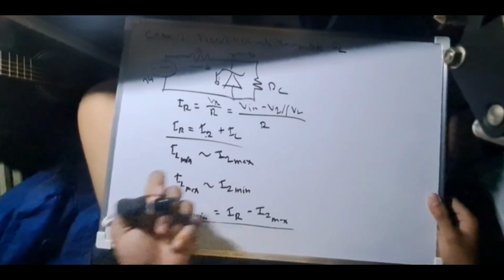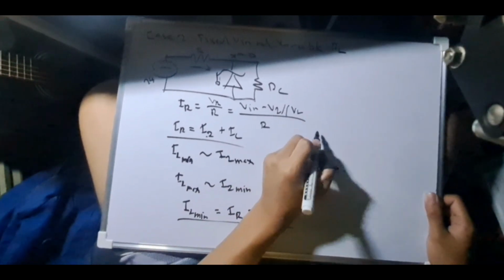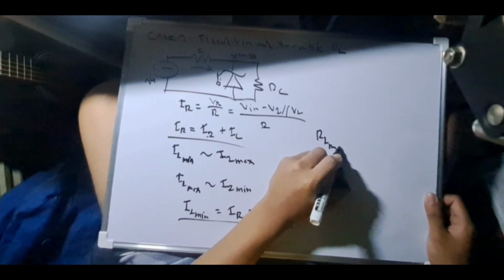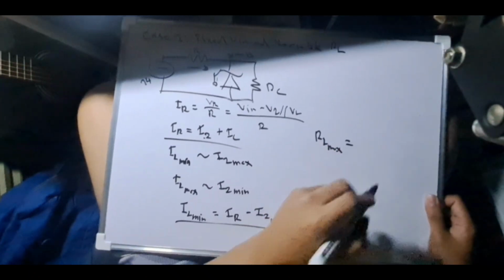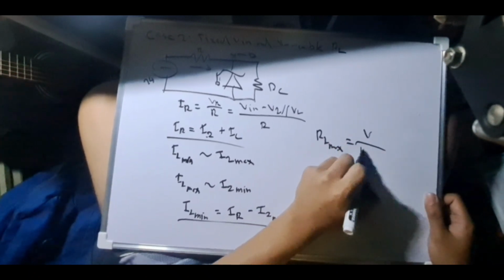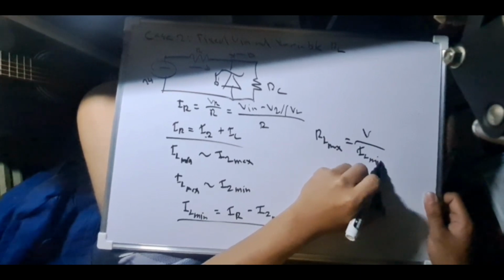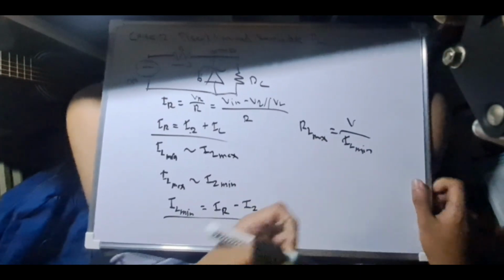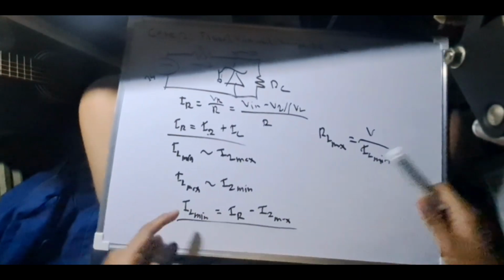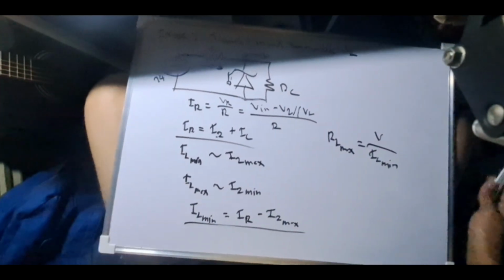So from earlier, just like I said, this is the method we're using. RL max is inversely proportional to IL minimum. Therefore, IL minimum. So it's repetitive, but this part is the important part.